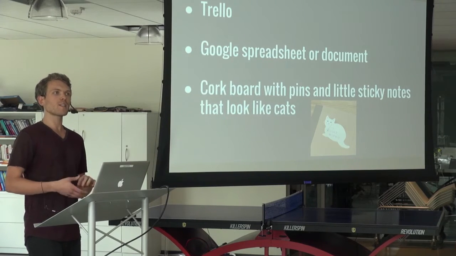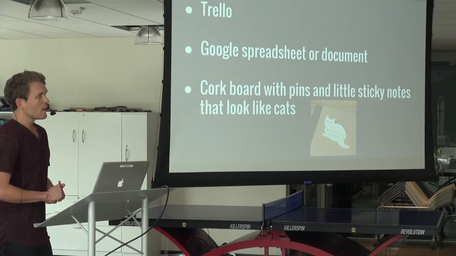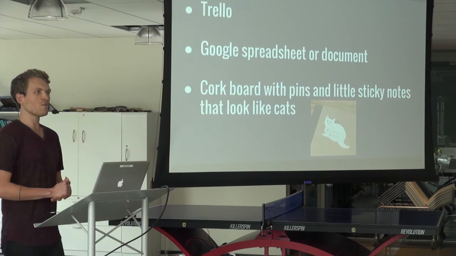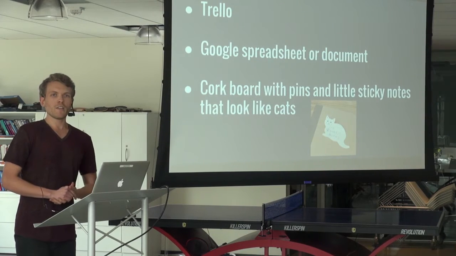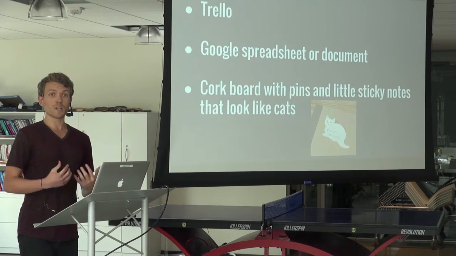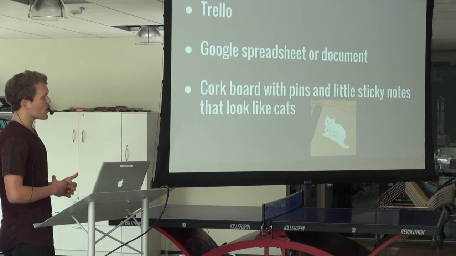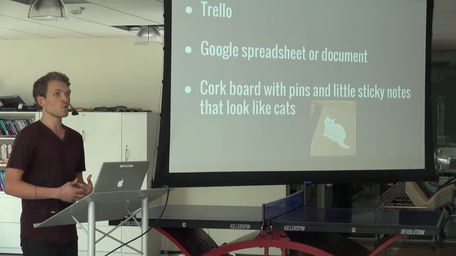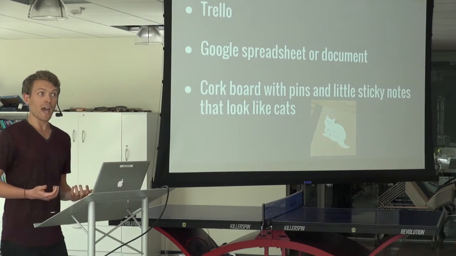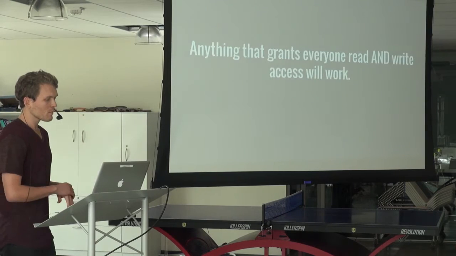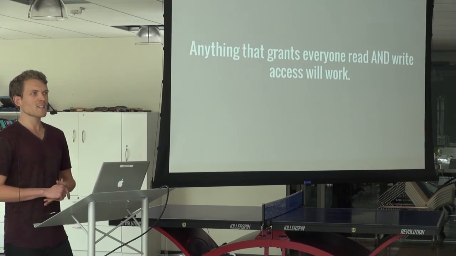But have some place where you can collect all of the content that goes into the retrospective. If you have some place that you are collecting all of that content and have the ability to easily review it, then the retrospective becomes a much more effective tool for positively influencing the future behavior of the team. Encouraging folks to do more of what is good for your software team and less of what is bad for your software team. Again, anything that grants everyone read and write access will work.